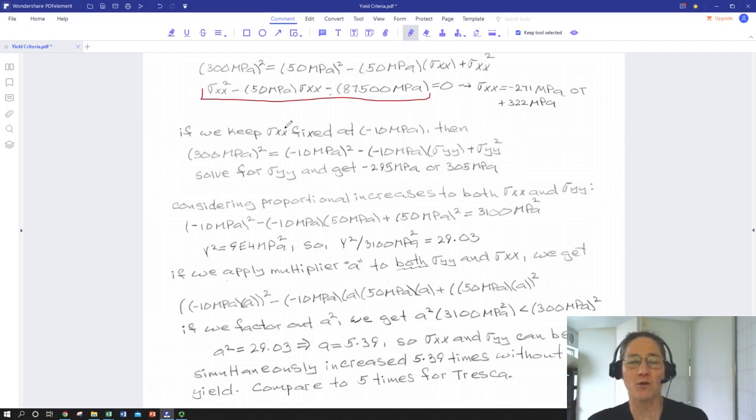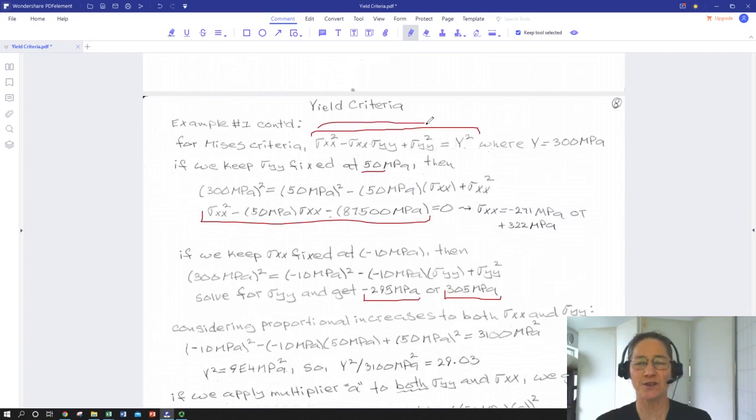If I kept my normal stress in the x fixed at compressive 10 megapascals, then I would have to up my normal stress in the y from 50 to either negative 295 or positive 305 to achieve yield, to have this expression be equal to 300 megapascals squared.